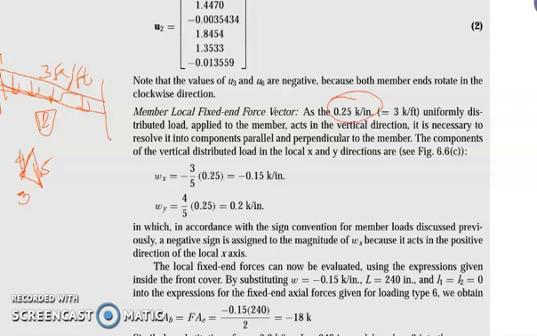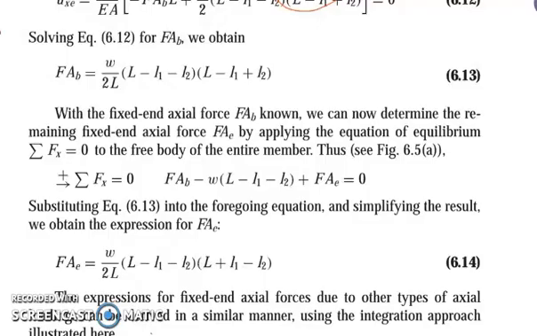So it is dependent on the author. The author uses a negative sign for W sub x, which indicates that it is acting in the positive direction of the local x-axis. He just makes use of negative to indicate that the force is acting in the positive direction of the local x-axis.